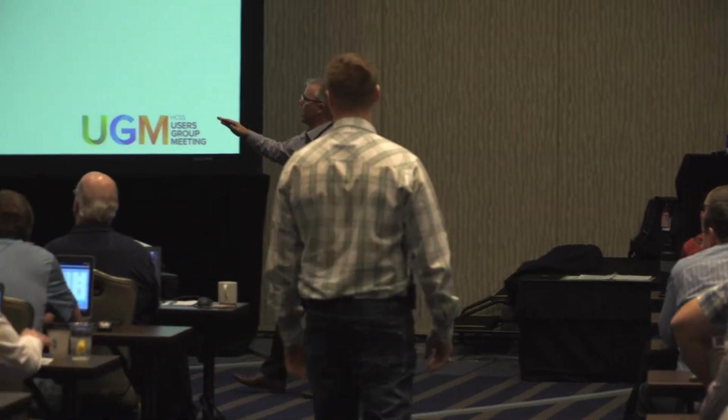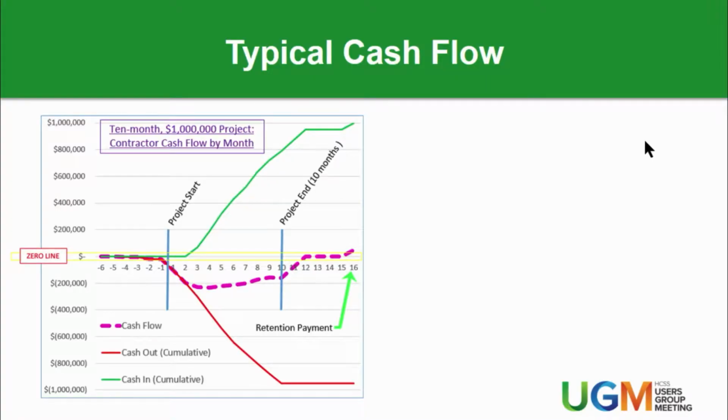If you've never actually sat down and looked at an actual cash flow, this is what a lot of jobs will look like. Working from the left-hand side to the right, at -6, you're 6 months before the job actually starts. You're not really spending any money, but the big line here is the purple dotted one. The red line going down is money going out the door from your office, and the green one going up is money coming in the door. The purple is just an addition of the two. The line in the middle that says zero line, that's when you're cash neutral.